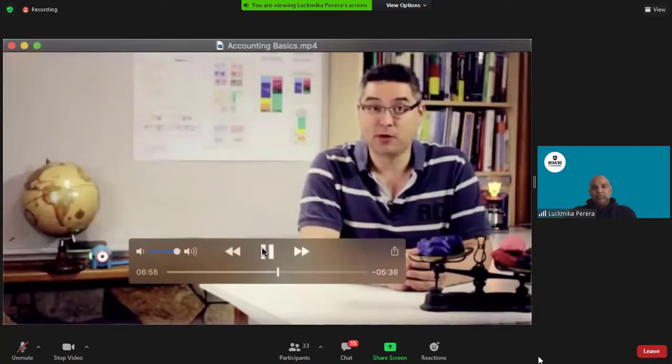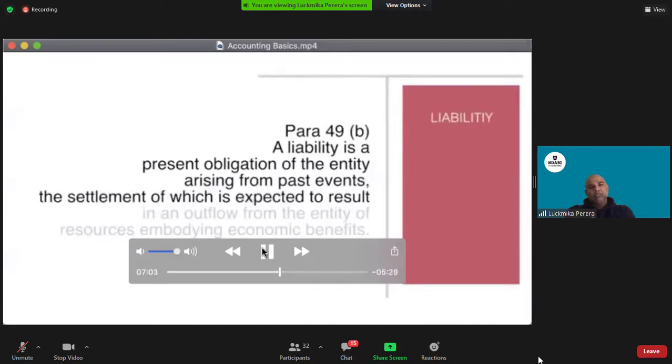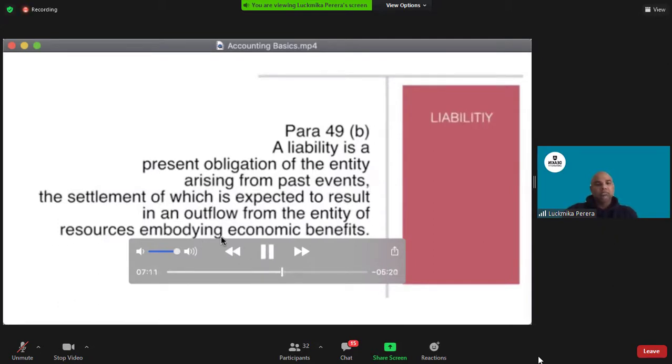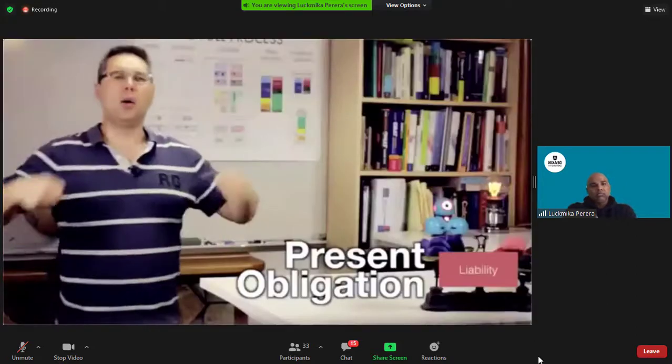The definition is found in paragraph 49B of the conceptual framework, and it says, a liability is a present obligation of the entity arising from past events, the settlement of which is expected to result in an outflow from the entity of resources embodying economic benefits. Again, there are 3 key parts. 1. A present obligation. 2. Result of past events. 3. The outflow of economic benefits.